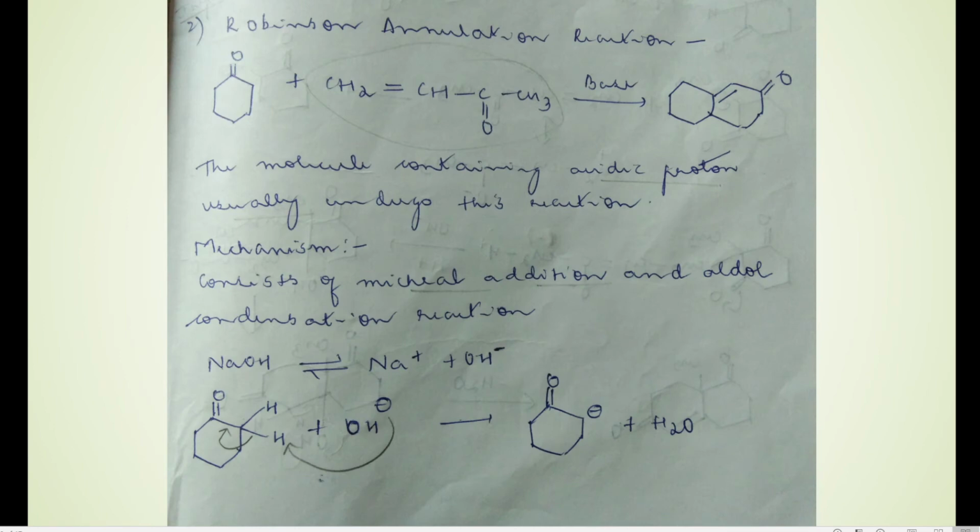The second important ring formation reaction is the Robinson annulation reaction. Now students, all the named reactions are very, very important, so you need to know what the reaction is and what its mechanism is. The first most important reaction is Robinson's annulation reaction, which is an example of a ring formation reaction. Here the molecules containing acidic protons usually undergo this reaction. So this is a molecule which has acidic protons in it, so it can undergo Robinson's annulation reaction.